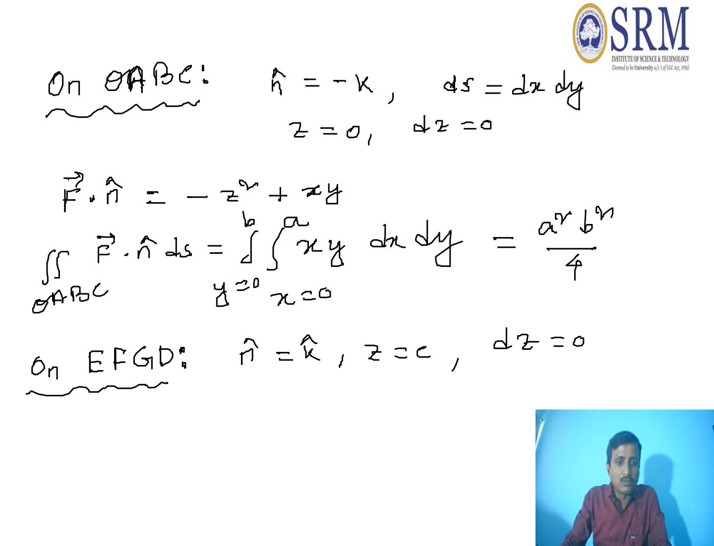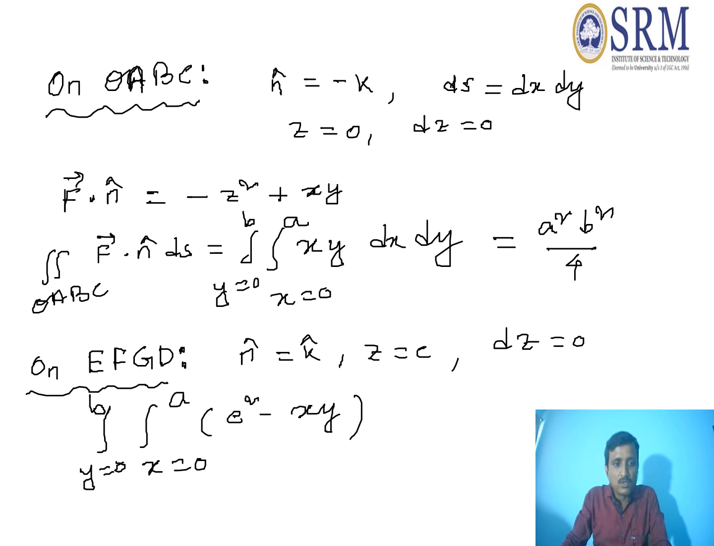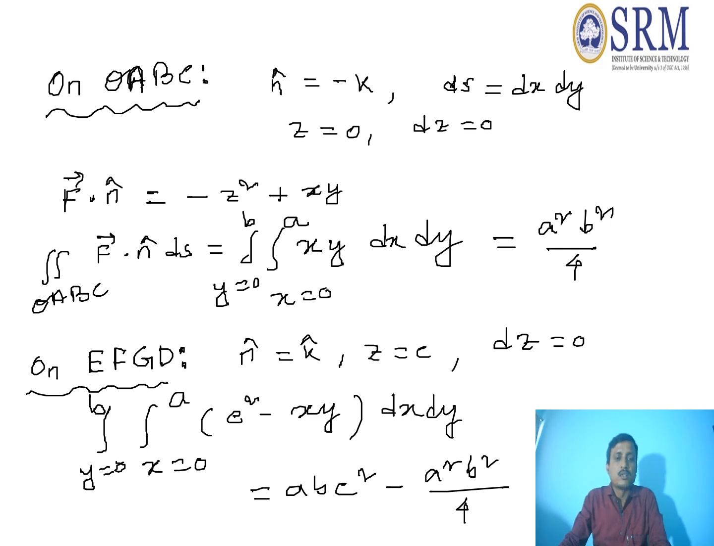Fine. So then what is the integration value? In this case I am writing directly. It is x from 0 to a, y from 0 to b, and substitute z is c. So it is c square minus xy, dx dy. So you will get here abc square minus a square b square by 4. So two values we are getting, and another four values are there. If you understand one surface integration, the remaining you will get automatically.